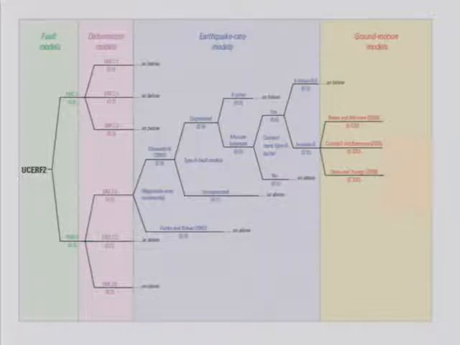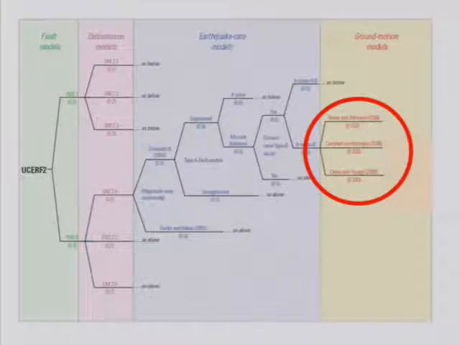The ground motion models are the final part of the equation here. You can see you've got three of the NGA models there, assigned equal weights, and the calculations include using each of them in turn and then weighting the results by the weights on those branches.